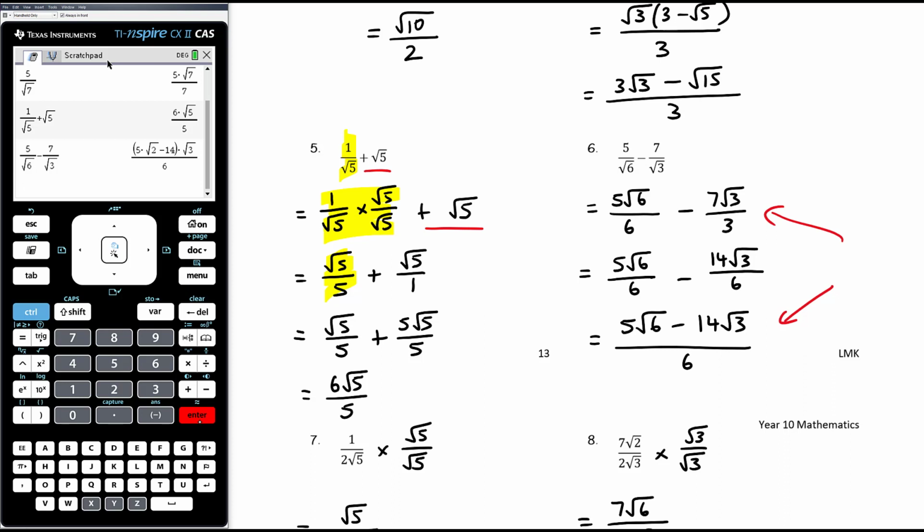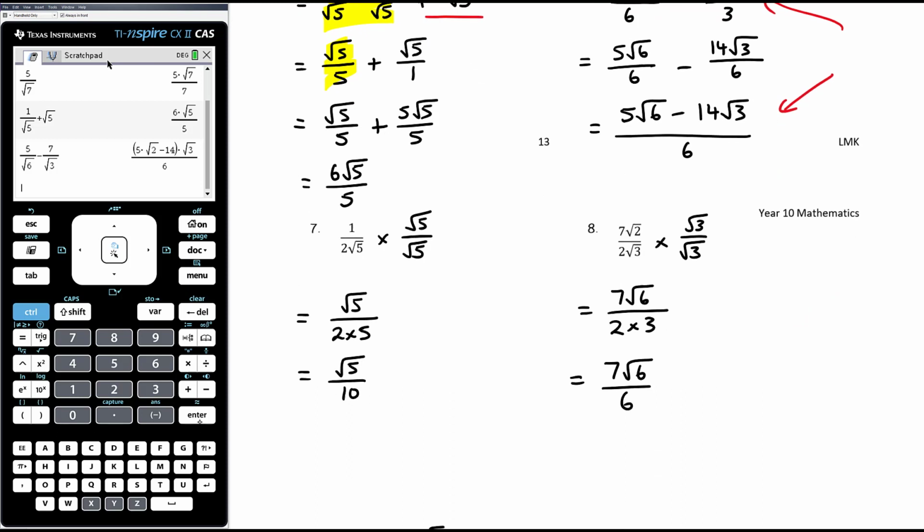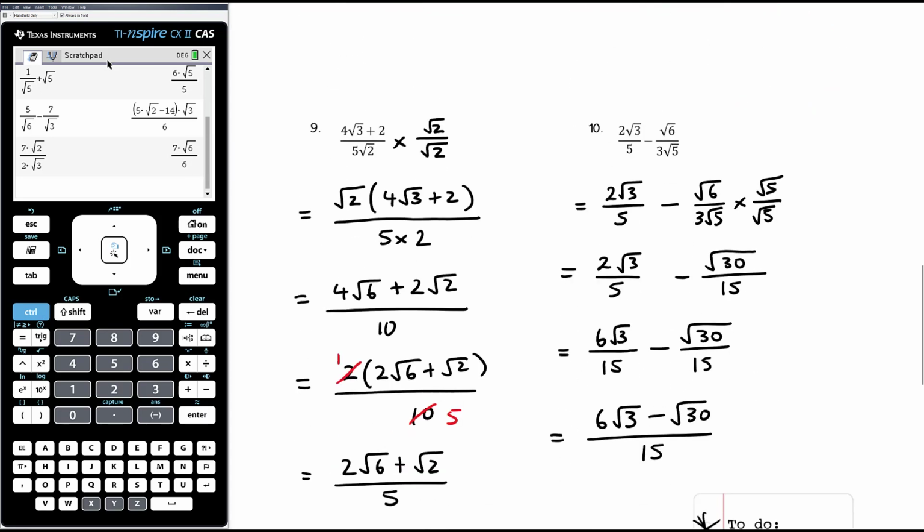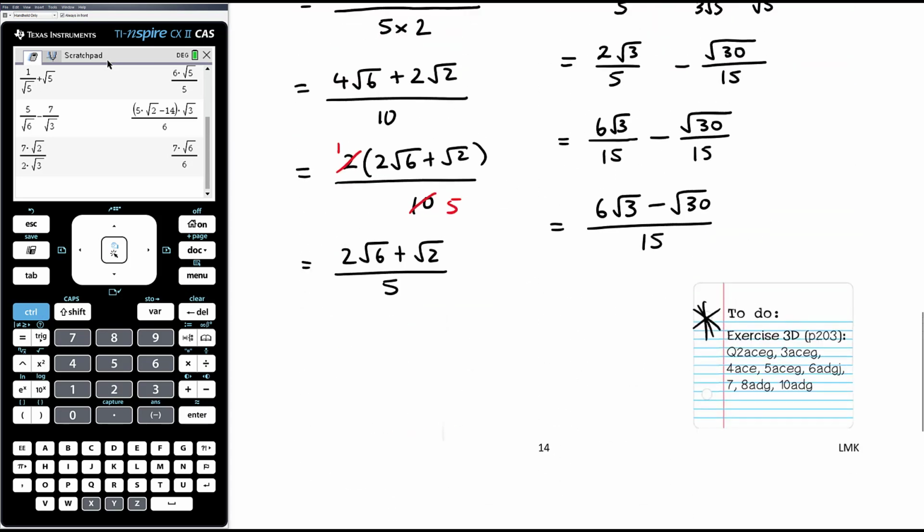If we were to expand out that bracket on the numerator in the CAS screenshot, you'd get 5 times root 6 minus 14 times root 3. It is not at all necessary to factorise that numerator in the way that they have done. So you might get something that looks slightly different, but the important thing is that it's going to have a rational denominator. Let's have a look at question 8. So 7 root 2 over 2 times root 3, 7 root 6 on 6. So no need to instruct your CAS to simplify. When you press enter, that's exactly what it will do.